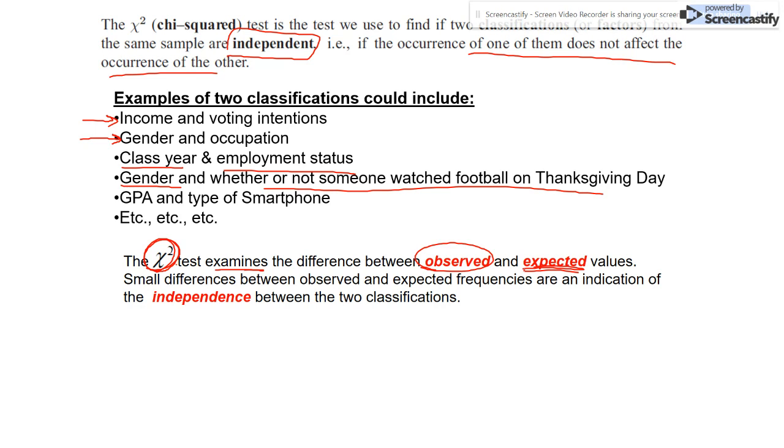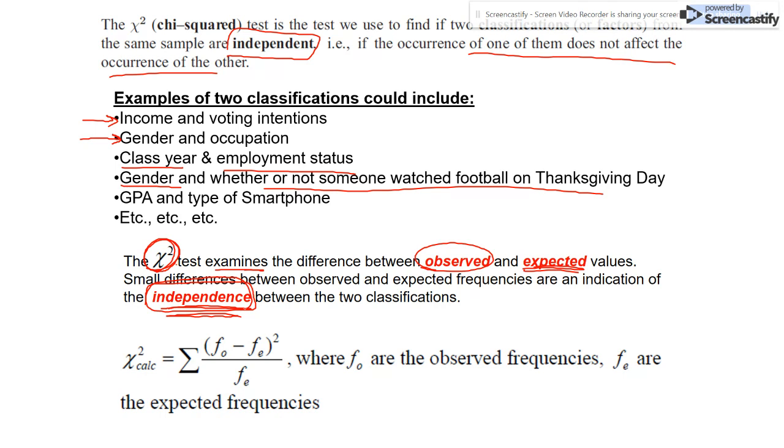And it is an indication whether or not those two things that we're observing are independent of each other or not. That's the big connection here. The big relationship is independence. It's not, are these things correlated? It's, are they independent? Okay. So this is the formula.